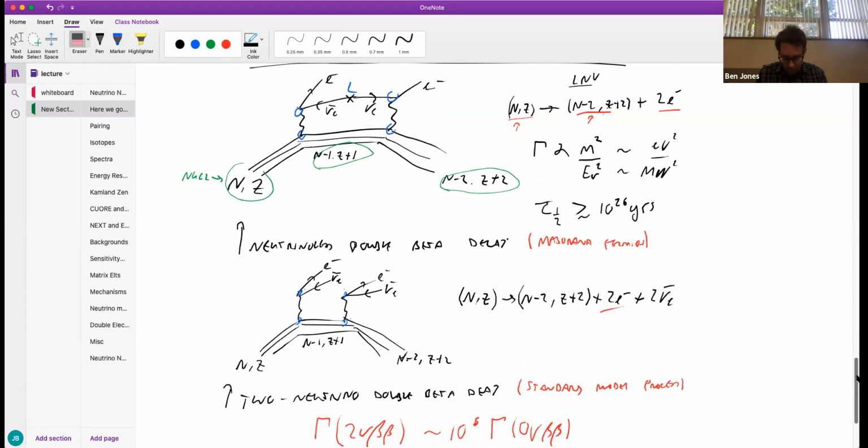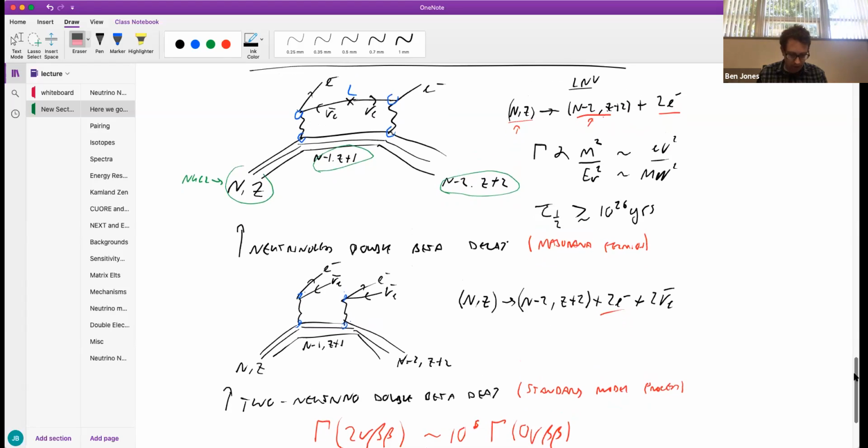So we have these 2 processes, one that is in principle a discovery process for Majorana neutrinos, which is a nuclear decay where an isotope with n neutrons and Z protons turns into an isotope with n-2 neutrons and Z+2 protons and 2 electrons.